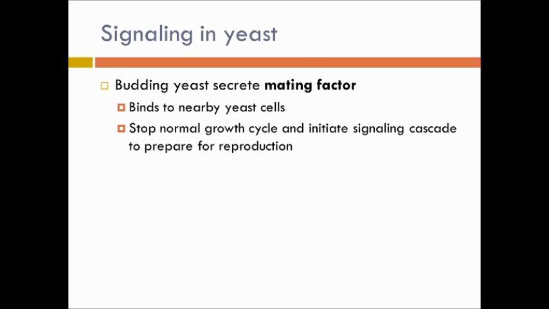So signaling pathways also happen in single-celled organisms. So it happens in yeast. Budding yeast secretes a mating factor, which will bind to nearby yeast cells, telling them to stop their normal growth cycle and initiate signaling cascades to prepare for reproduction.